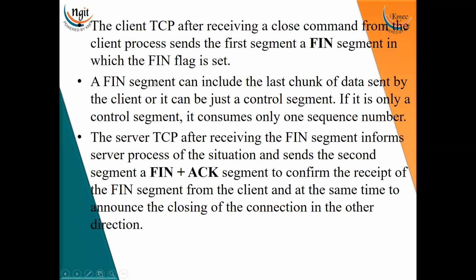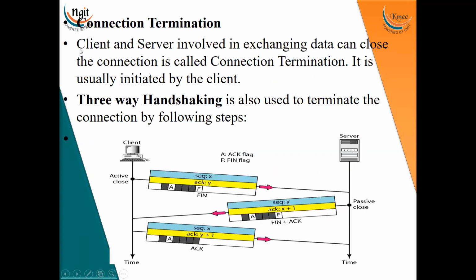Now, what is connection termination? The client and server are involved in exchanging data. Once the data is completed, the connection is going to be terminated. This is usually done by the client only. And the three-way handshaking is also used to terminate the connection, with the following steps. After finishing sending the data, the server is going to send back the flag with the acknowledgement. Once the transmission is completely done, the client is going to send a request for the connection to be closed.